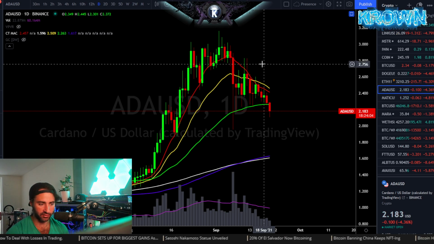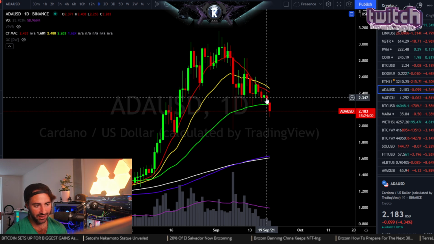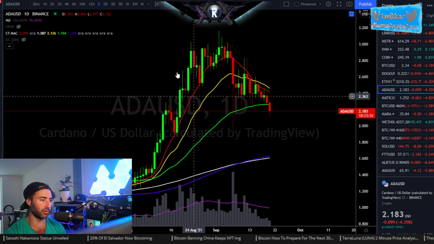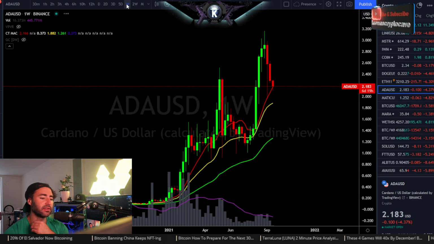We have Cardano versus the dollar, and we have a nice little breakdown. Lower high, lower high, lower high, and we got our first lower low on yesterday's close. And where is the next level to be aware of? Actually at the low $2, of which we've already got a bounce from that region.